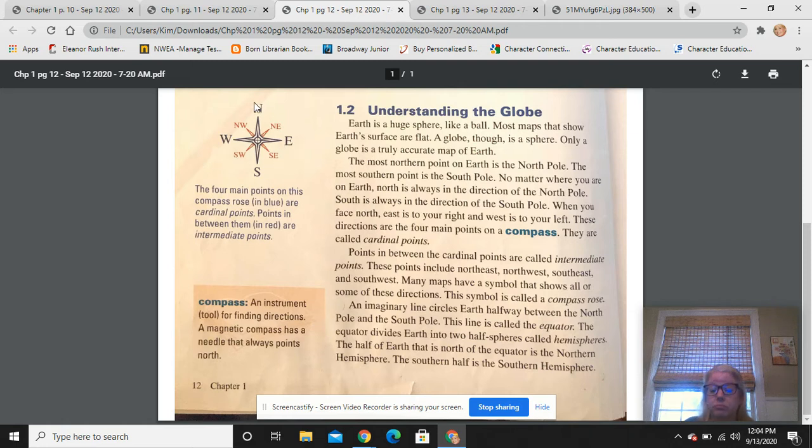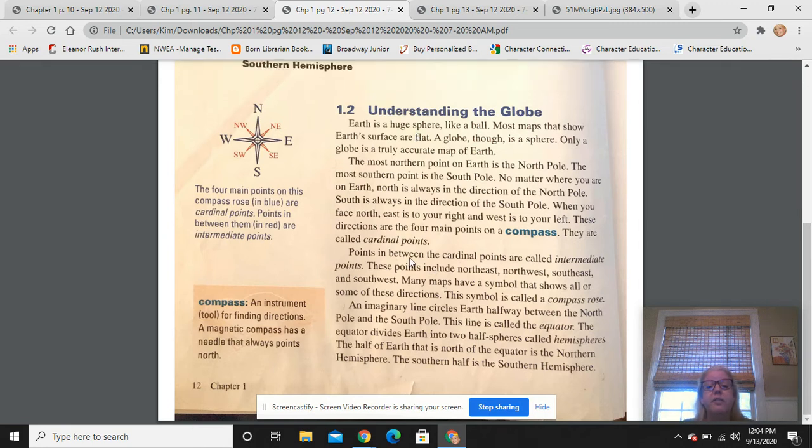Now, I know some of you have learned these in previous grades, and a good way to remember the directions, if you're looking at a compass, it just looks like a cross like that. Never eat soggy waffles. So you can just go right around the compass to remember which direction is where.